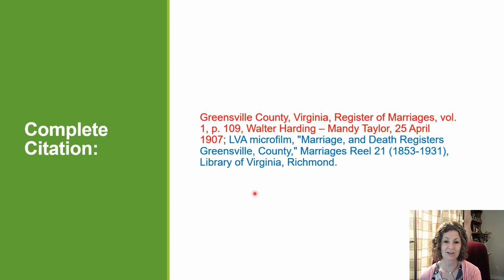So our complete citation looks like this. The red is the physical layer, blue being the microfilm layer. So we've got Greensville County, Virginia, Register of Marriages, Volume 1, page 109, Walter Harding and Mandy Taylor, 25 April 1907, semicolon, signaling another layer. Library of Virginia Microfilm, Marriage and Death Registers, Greensville County, Marriages Reel 21, 1853 to 1931, Library of Virginia, Richmond. So we keep everything together for the microfilm, everything together for the physical layer.